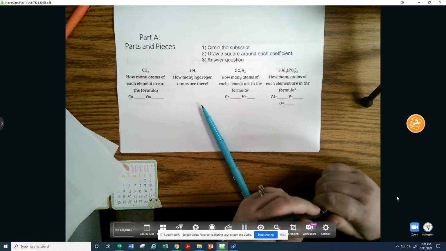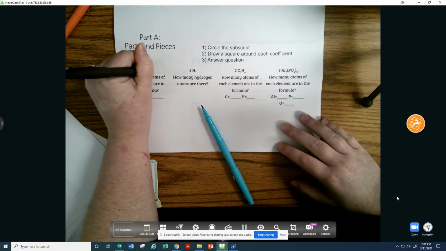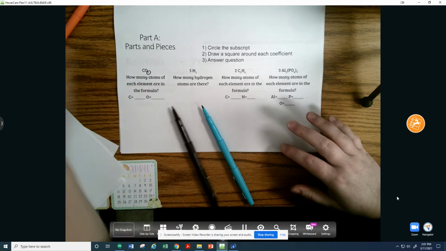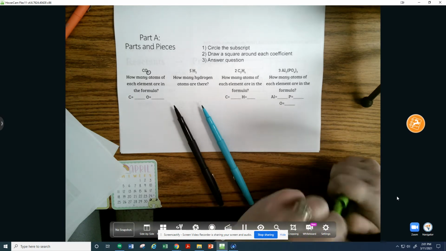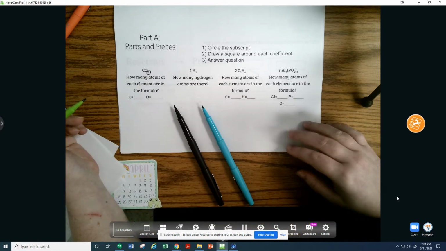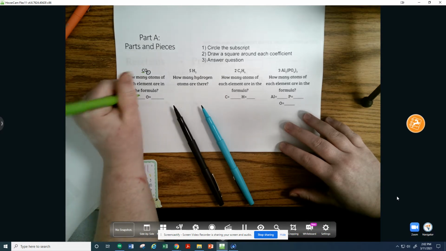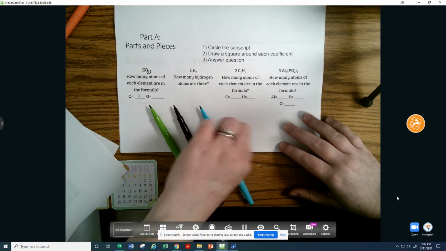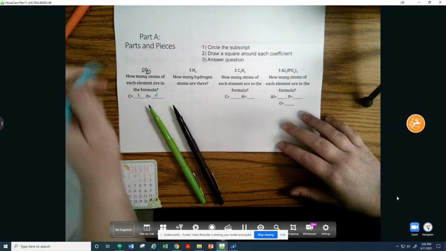So here we can see right away that we have a subscript on the O, and that's that 2. So I'm going to circle that. If we had a coefficient, there would be one to the left of the formula, which we don't see, so there's nothing to box in. So then it's asking how many atoms of each element are in the formula. So here we have our CO2. There's no subscript, so we have 1 carbon. When we look here, we have a subscript on the oxygen, therefore we have 2.